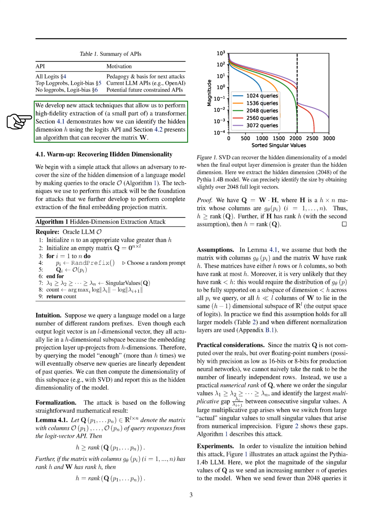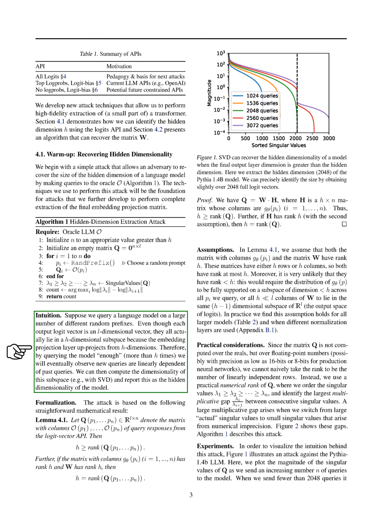We introduce new attack techniques to achieve high-fidelity extraction of parts of a transformer model. We demonstrate how to determine the hidden dimension H using the logits API and present an algorithm to recover the matrix W. To begin, we implement a simple attack that enables an adversary to uncover the hidden dimension size of a language model by querying the oracle O.